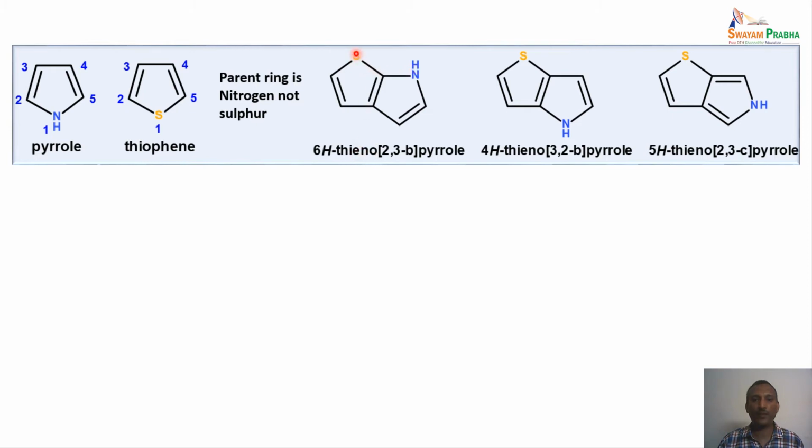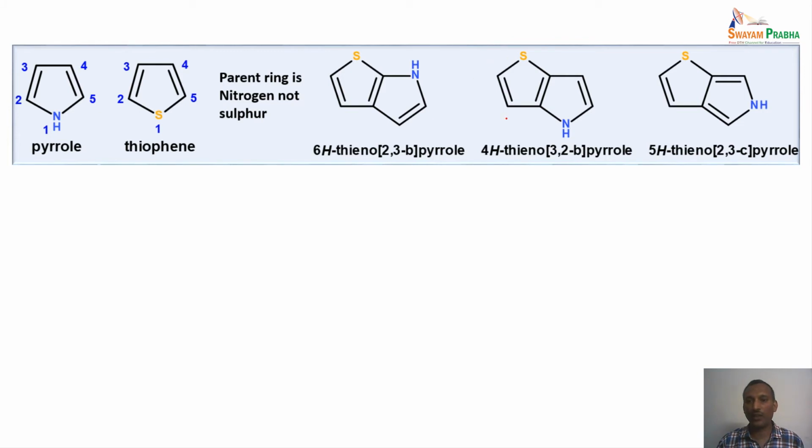And if we number this 1, 2, 3, 4, 5 and 6, on the 6th position, hydrogen is attached to the nitrogen. So 6H thieno, the fusion is 1, 2, 3. Between 2, 3, the fusion has taken place, the 2, 3 bond, and this is the B phase of the pyrrole ring. So this is the 2,3-b pyrrole. So this compound is named as 6H-thieno[2,3-b]pyrrole.